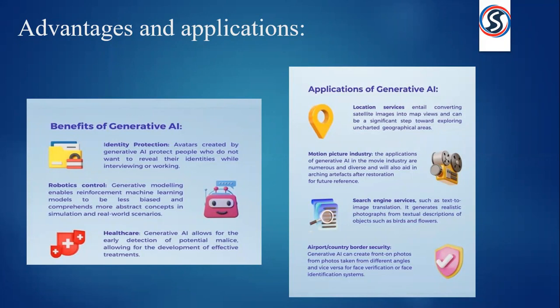The search engine devices such as text to image translation also generate realistic photographs from textual descriptions of objects such as birds and flowers. The airport or the country border security also uses this generative AI, which can create front-end photos from photos taken from different angles and vice versa for face verification. So here is where computer vision comes into the picture.